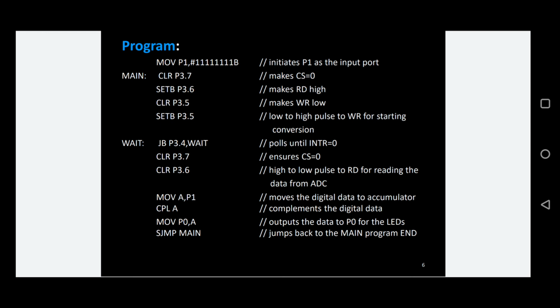And next, what is the procedure? We have to move the digital values to the LED screen, right? So again MOV A, P1. We move the digital data to the accumulator register, and CPL A, that is, we complement the digital data, and MOV P0, A. The value stored in the accumulator we move into the port 0 pins, because the output pins are port 0. Finally we jump back to the main program, and again it will start the conversion. So this is the program for converting the analog to digital signal, and then finally we move the digital values to the LED screen.